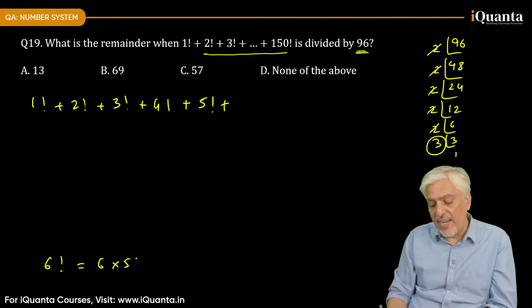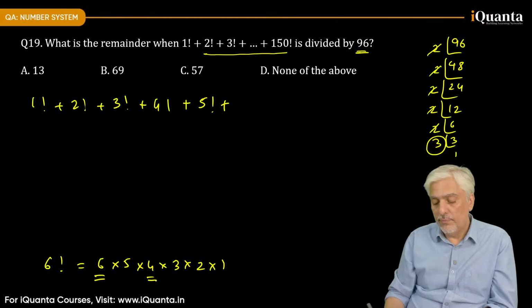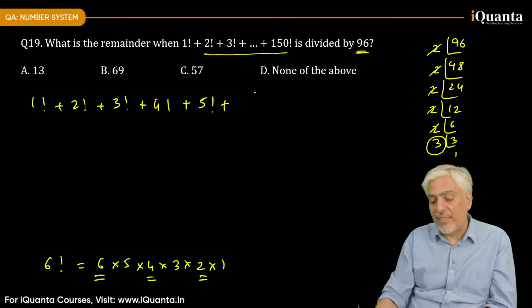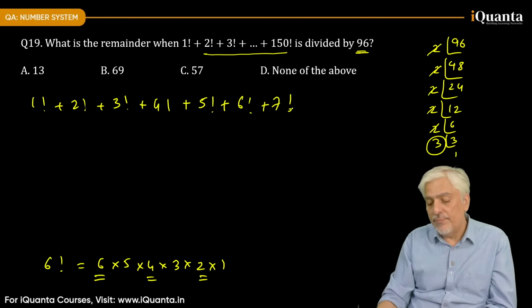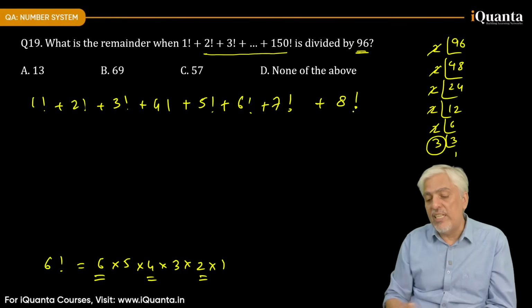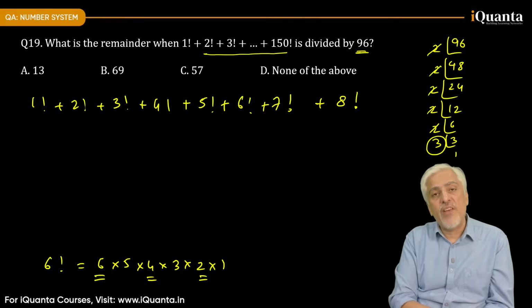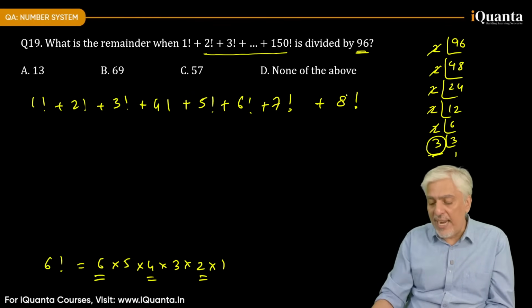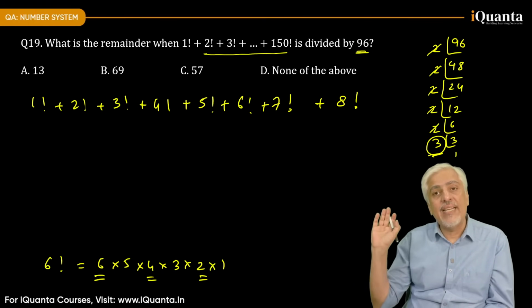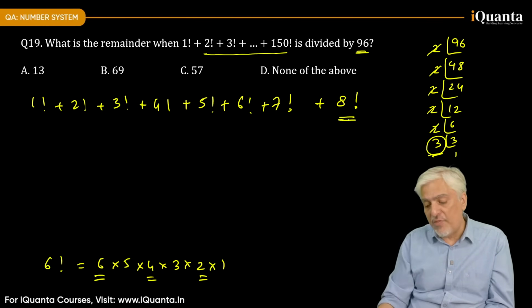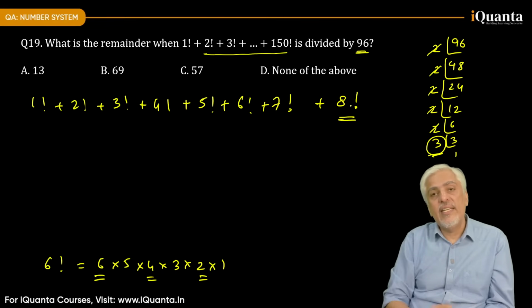6, 5, 4, 3, 2, 1. Here one 2, here two 2s, and here one 2. So 6 factorial has four 2s. I need five. 7 factorial will not have it either. 8 factorial will. 8 factorial will have five 2s and obviously it will have a 3. So after 8 factorial, whatever you take, it is all divisible by 96. From 8 factorial everything is divisible by 96.